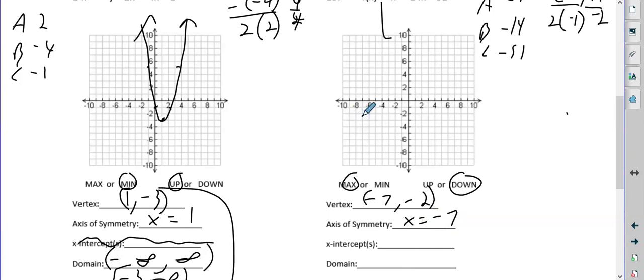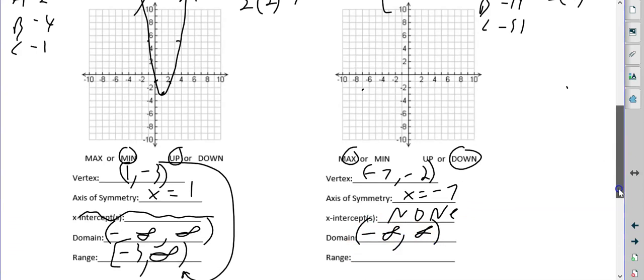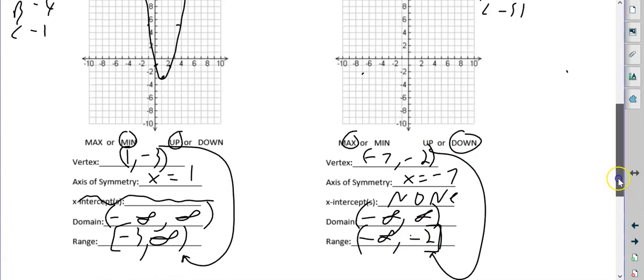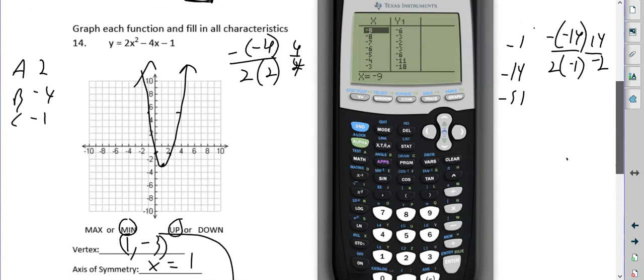All right. X-intercepts. Well, this is going down from here, so there's actually none. We can write that because we know that. Domain is not changing. The range, don't even need a picture. We know it's going down towards negative infinity, which is always on our left side, and it tops out at -2. Bracket. Now let's just get some other points and finish this bad boy.